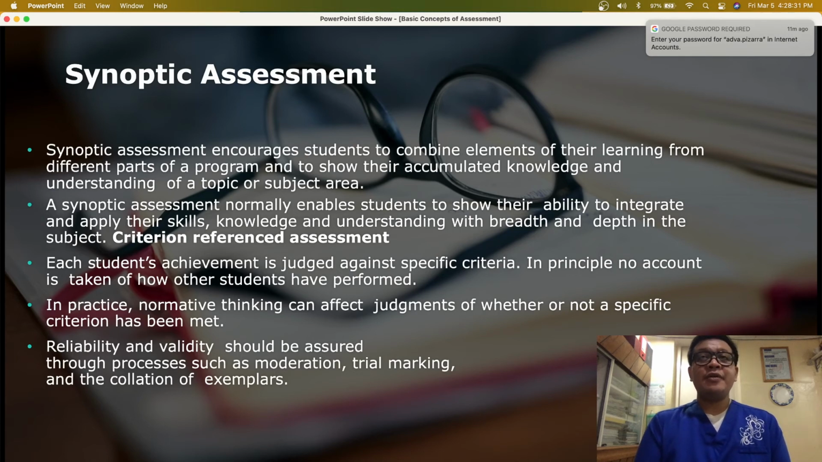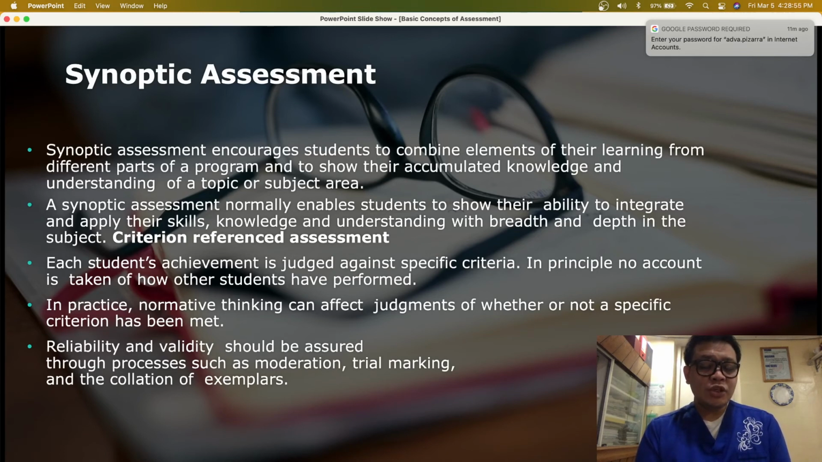Then there's criterion-referenced assessment. Each student's achievement is judged against specific criteria. In principle, no account is taken of how other students have been able to perform. And in practice, normative thinking can affect judgment of whether or not a specific criterion has been met.